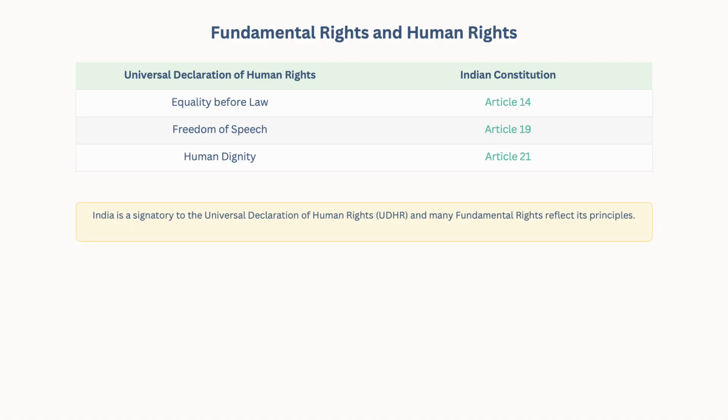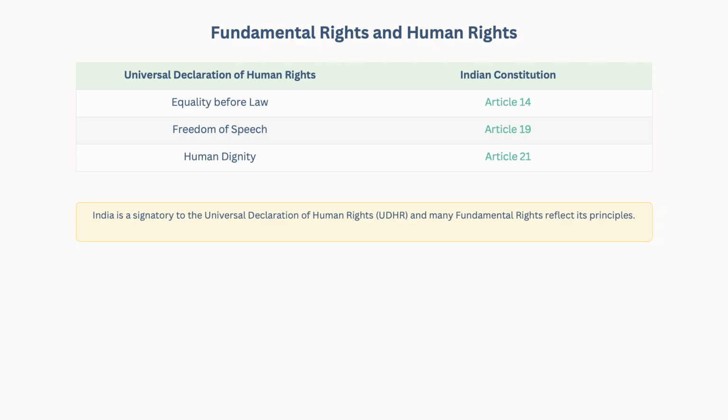Now, fundamental rights and human rights. If you take a look at it, the Universal Declaration of Human Rights. These are rights declared by the United Nations General Assembly. It codifies some of the rights and freedoms of human beings. We have different rights, and of the rights declared by the United Nations, we adopted some into our Indian Constitution.